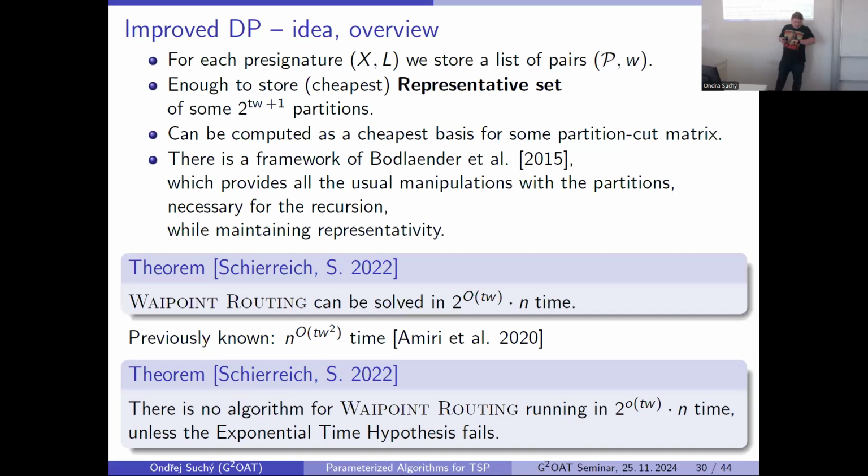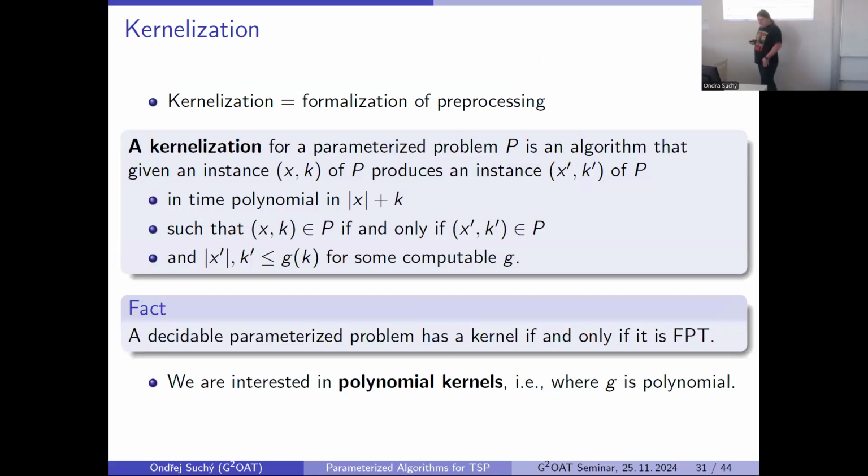Okay, so that was the DP. I think we are almost getting to the end of the lecture. So I wanted to speak about kernelization. I hope most of you, at least those that are still able to follow, know what a kernelization is. It is a polynomial time algorithm that reduces the size of the instance to something bounded in the parameter, and of course it preserves the answer. It's known that a decidable parameterized problem has a kernel if and only if it is FPT. But what we are interested in are polynomial kernels.